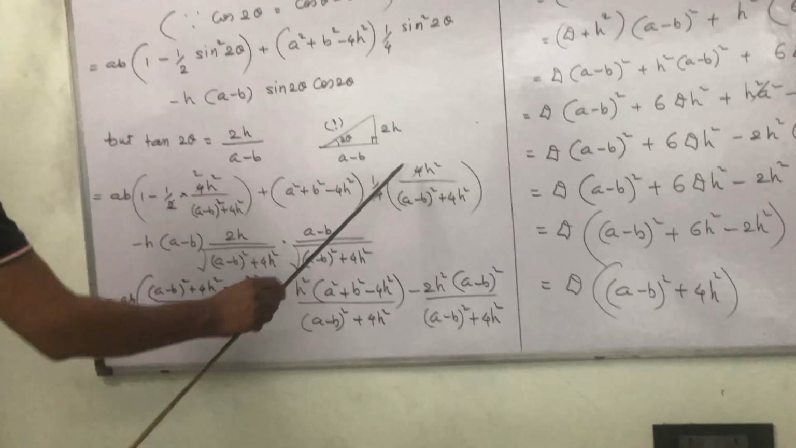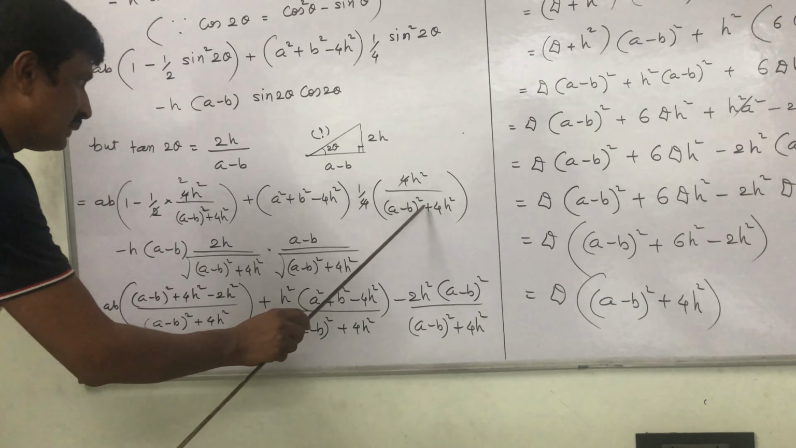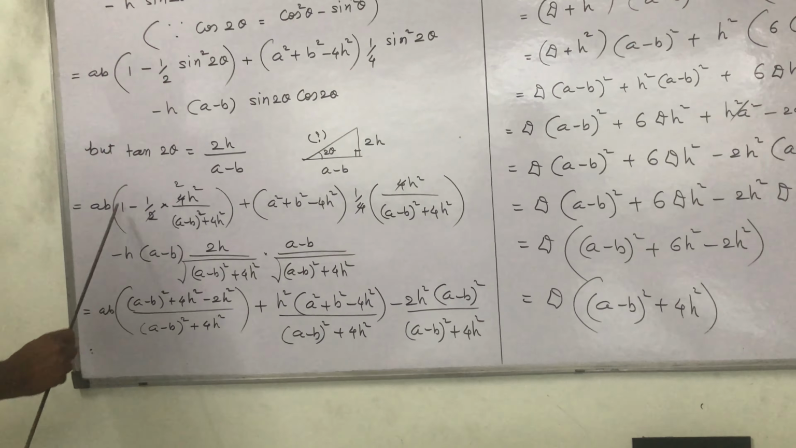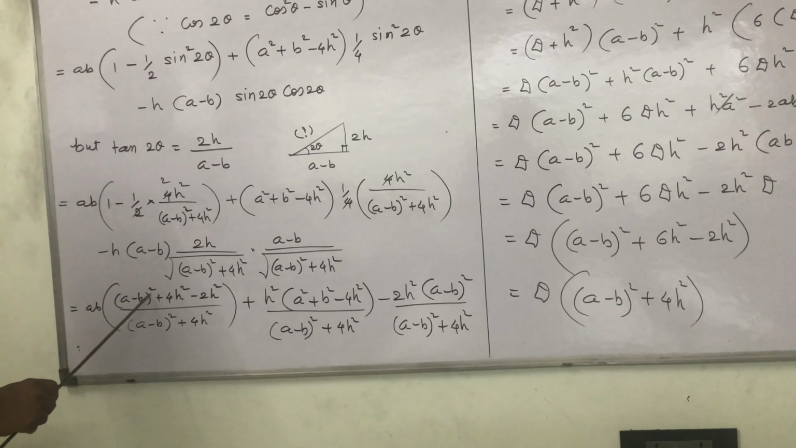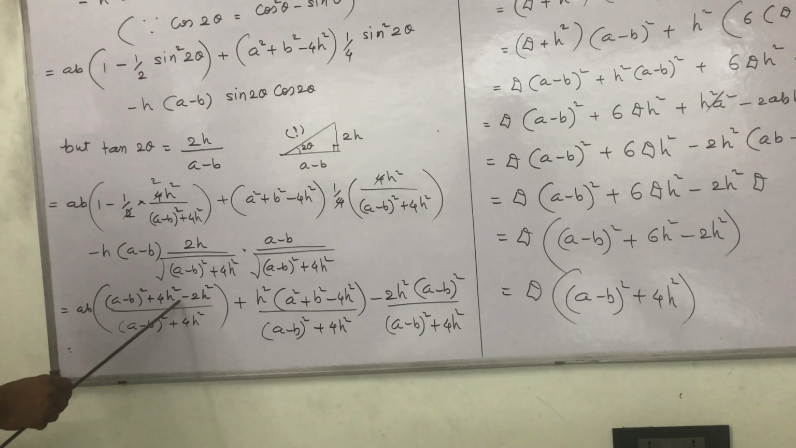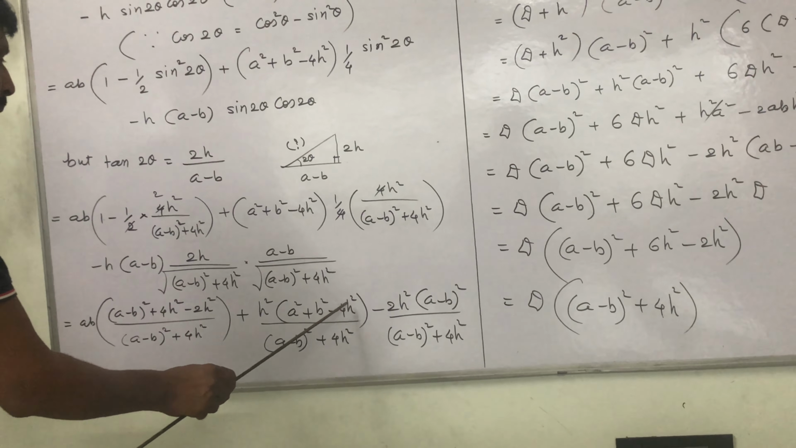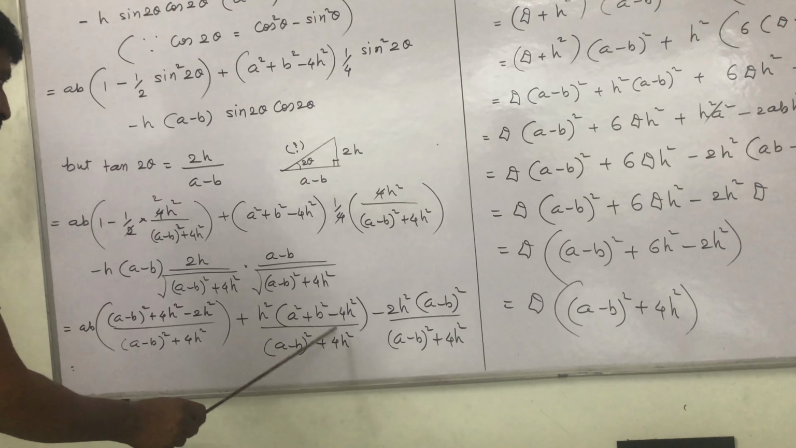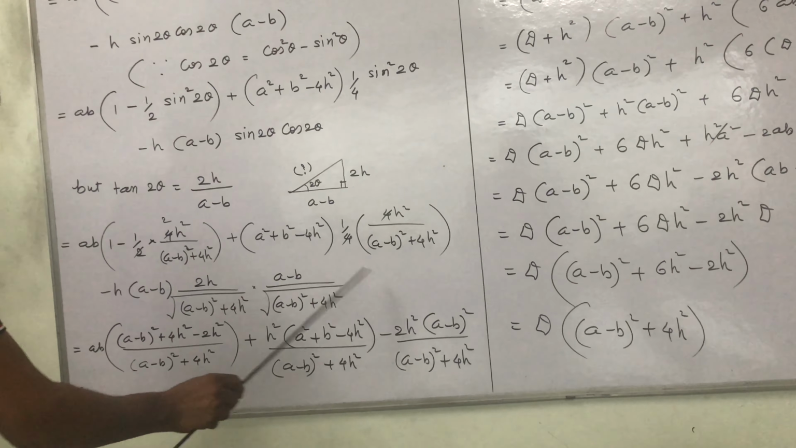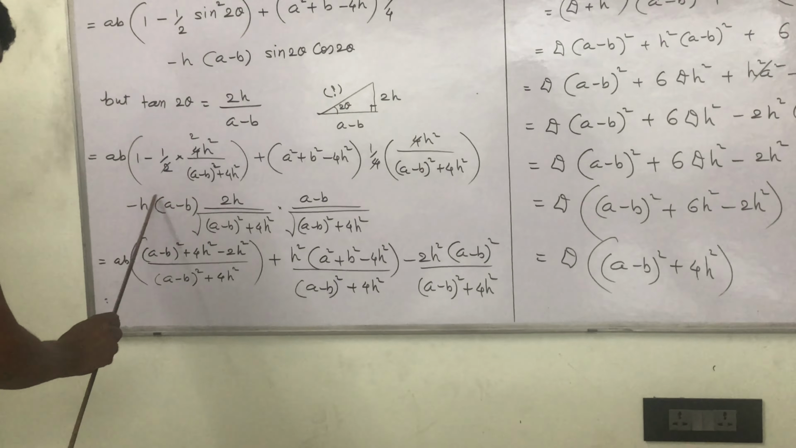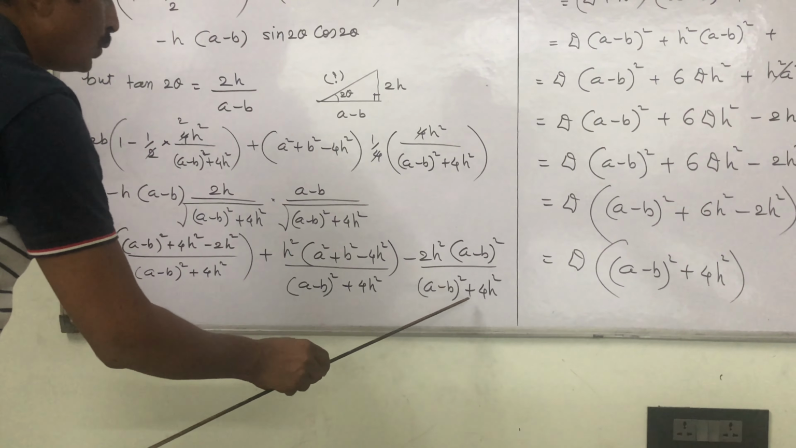Now this term, they all have a minus b whole square plus 4h square. So here, taking the LCM: ab, a minus b whole square plus 4h square, so here a minus b whole square plus 4h square minus 2h square. Here they are in multiplying form, so as it is, into a square plus b square minus 4h square upon a minus b whole square plus 4h square. And for this term, minus 2h square into a minus b whole square upon the square root. So the square is there, a minus b whole square plus 4h square.